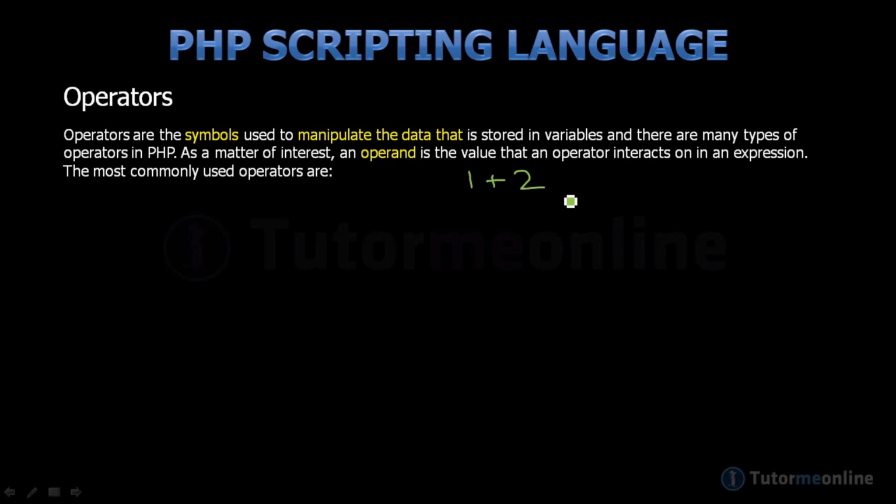Let's say 1 plus 2. The plus sign in this case would be the operator, and then the operands would be the 1 and the 2. Let's have a look at some of the most commonly used operators.